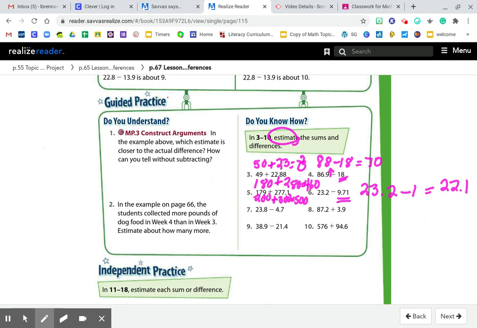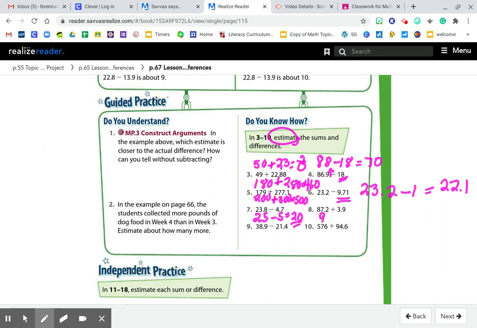For number 7, 23.8 minus 4.7. Well, if I round that to 25 minus 5 equals 20. I could do 24 minus 4 equals 20. Anything near that, so your answer's 20. We're looking for estimated answers, not actual answers.